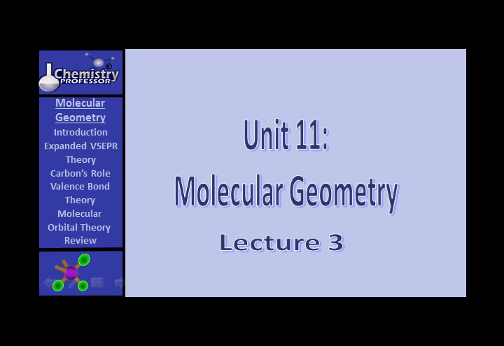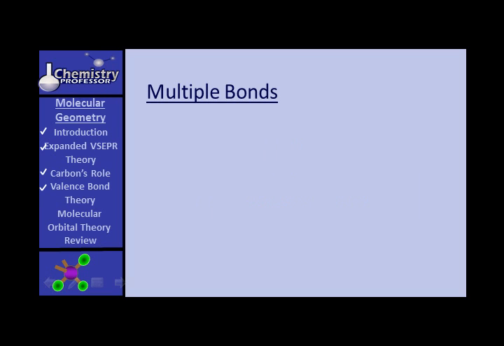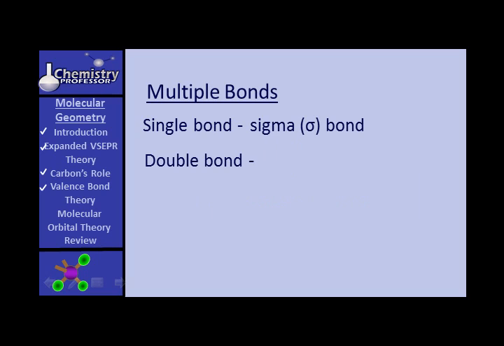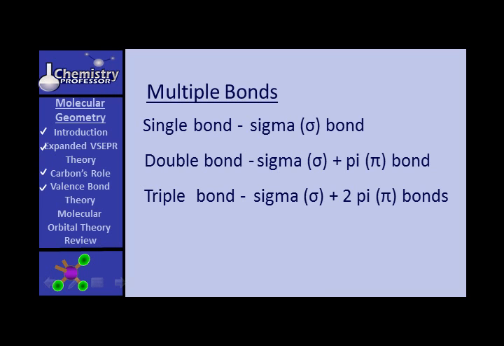Molecular Geometry, Lecture 3. When you're looking at molecular structures, you often run into multiple bonds. Let's give you a rule of thumb. A single bond is a sigma bond as a rule. A double bond is a sigma bond plus a pi bond. A triple bond is a sigma bond plus 2 pi bonds. I can't guarantee there won't be exceptions, but you're going to find this rule really holds you well.